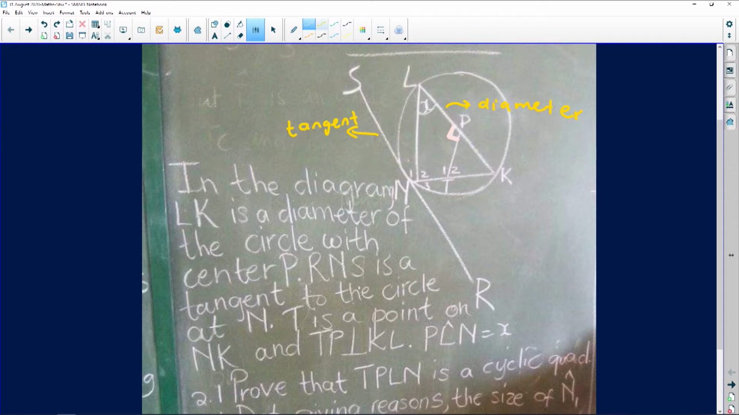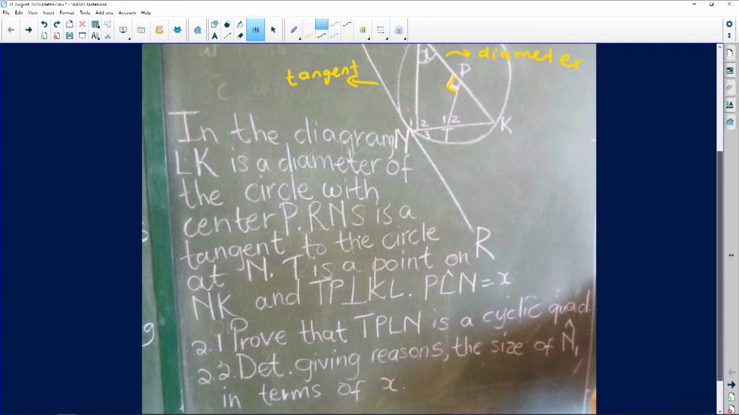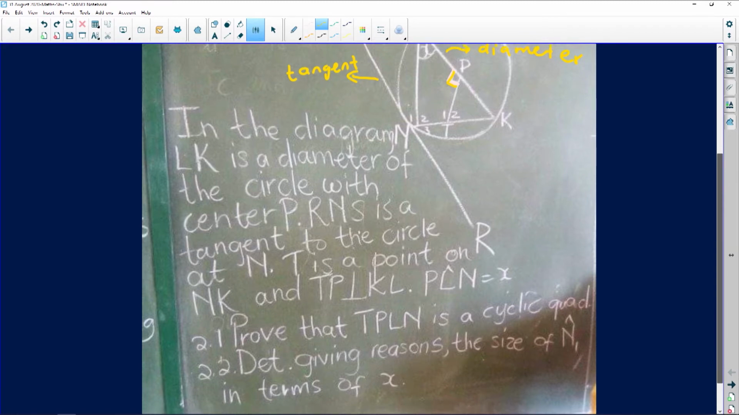We're very excited to see that. It means a whole lot of very exciting things that we can conclude in this particular question. All right. And then we are told that angle PLN equals X. First question, prove that TPLN is a cyclic quad.